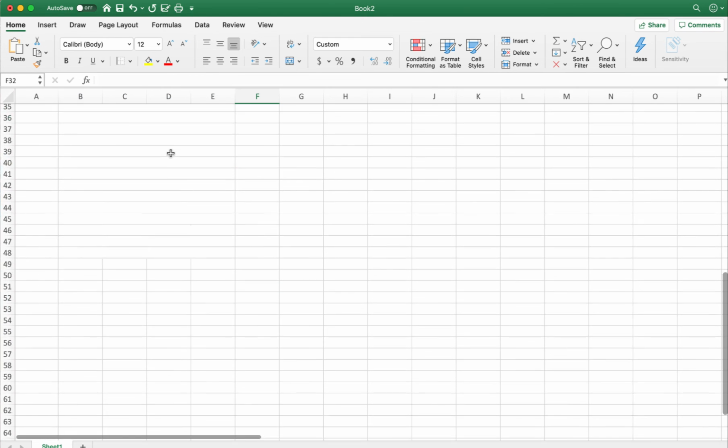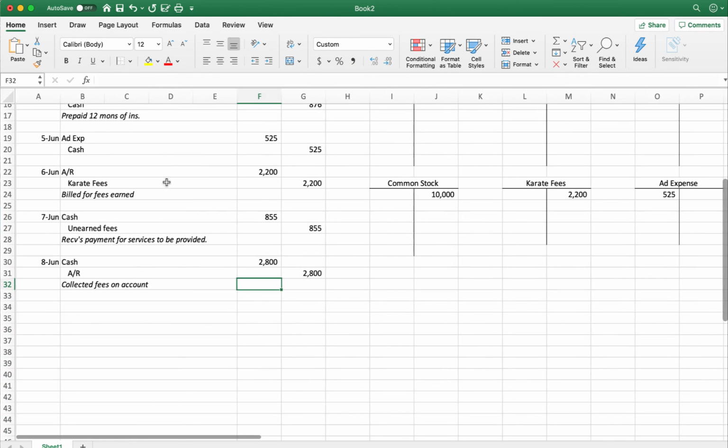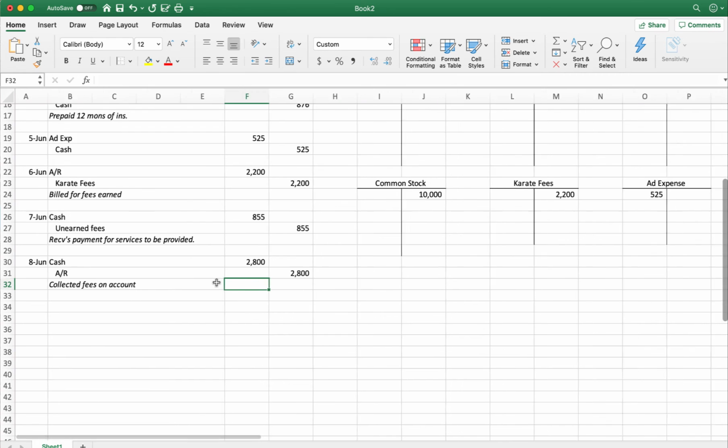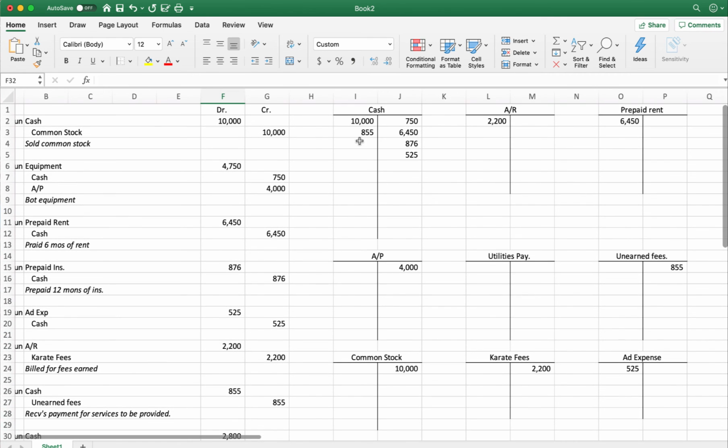Collected fees on account. I need to post this. So I'm going to debit cash for $2,800. I'm going to credit revenue for $2,800. And if you notice, I have a $400 credit balance. That is not correct, meaning accounts receivable was an asset. I increase it with a debit, decrease it with a credit, debit is the normal balance side.